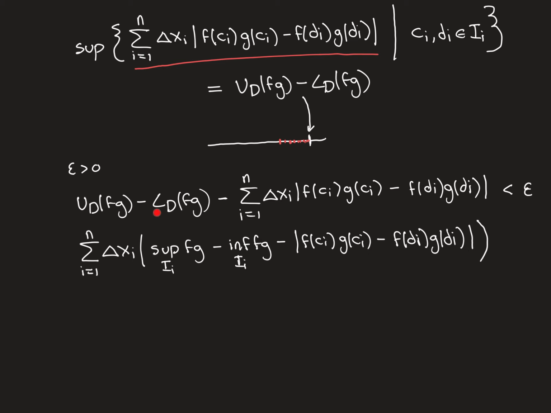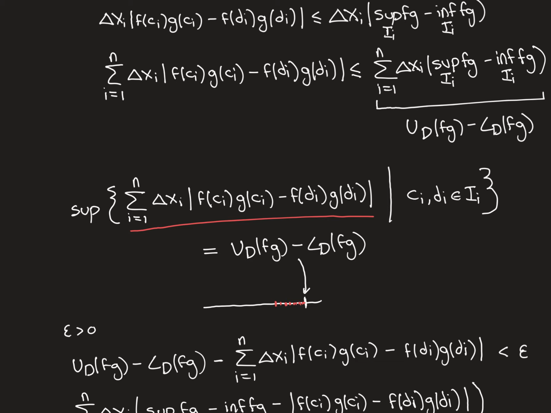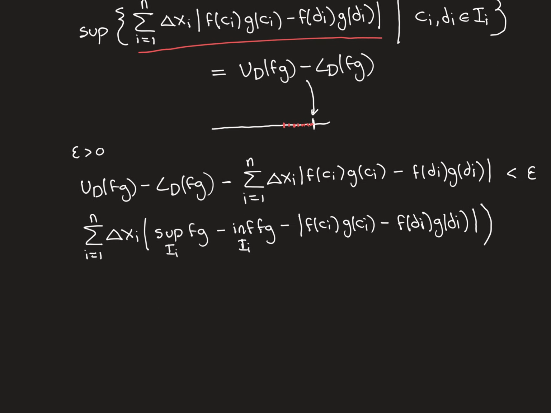So if I consider what this difference is, well, it's going to be helpful to actually write this out as a sum again. So we're returning back to writing it like this, and then we can combine the two sums together. So we'll get that this whole thing is the sum from i equals 1 to n of delta xi, which is factored out of both of them. And then we've got the bit from this, which is the supremum of the function over the ith subinterval minus the infimum of the function over the ith subinterval. And then we've got minus the bit from here, which is mod of the function evaluated at ci minus the function evaluated at di.